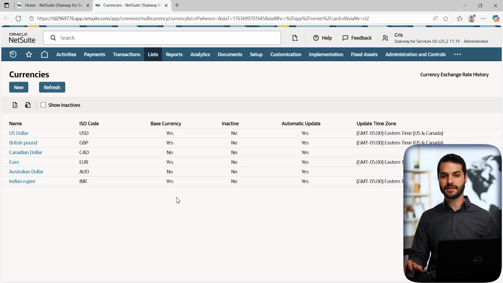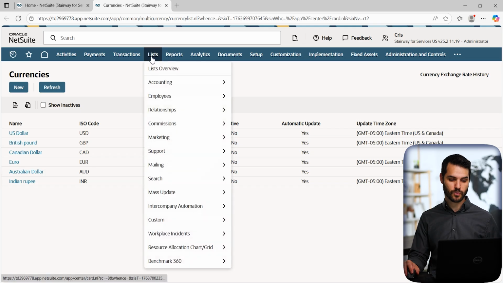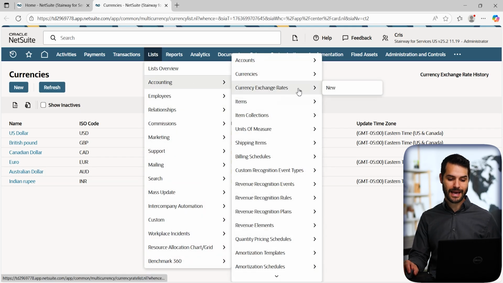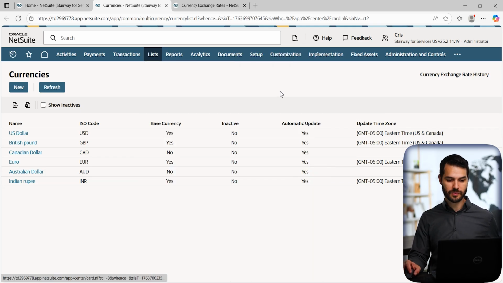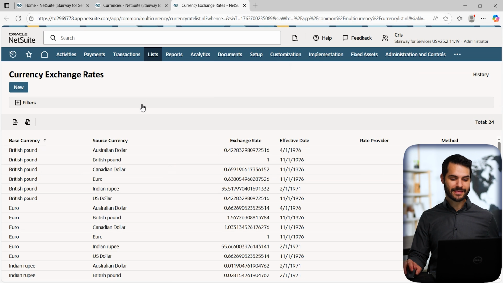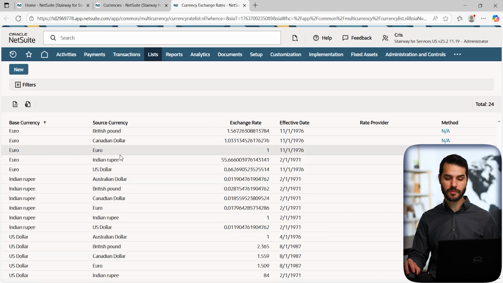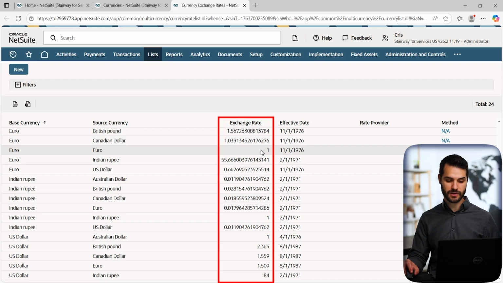So now that we have a concept of what currencies we're even dealing with, let's take a look at our exchange rates. We're going to come up to lists, accounting, and currency exchange rates. We'll open that up in a separate tab. And this is where we can see not just the currencies that we have, but also how they compare to each other. So Great British pound compared to everything else, euro compared to everything else, etc. And you've got the actual exchange rates in the middle here.